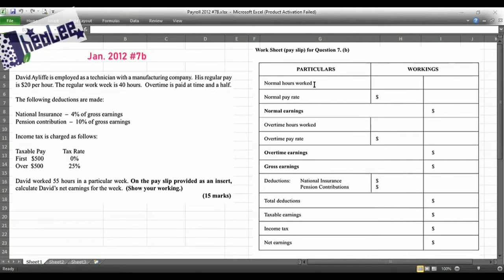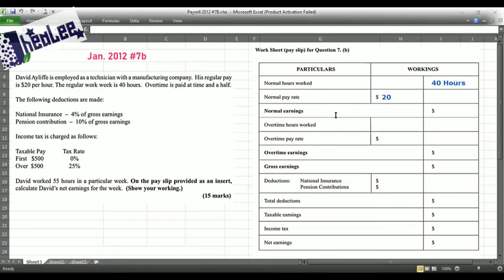So the first thing there is normal hours worked. Now from the question, it stated that the regular work week is 40 hours. So the normal hours worked is 40. And the normal pay rate is the rate that David received per hour, which is a regular pay, and that is $20. So the normal pay rate is $20.